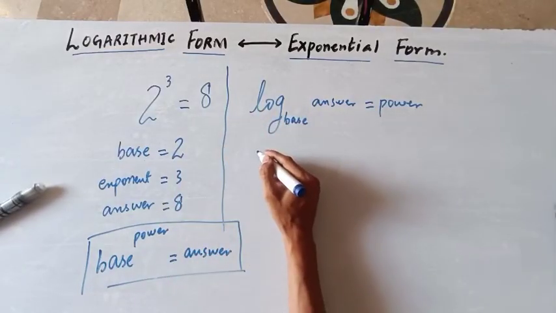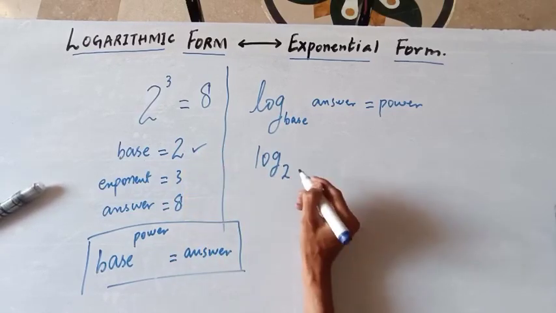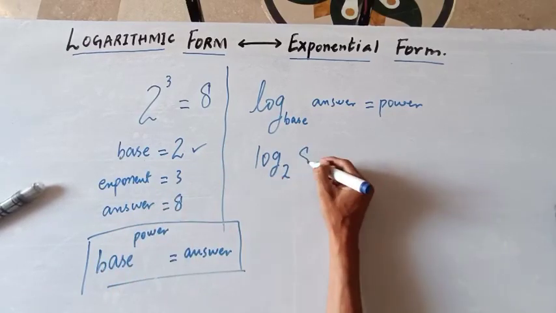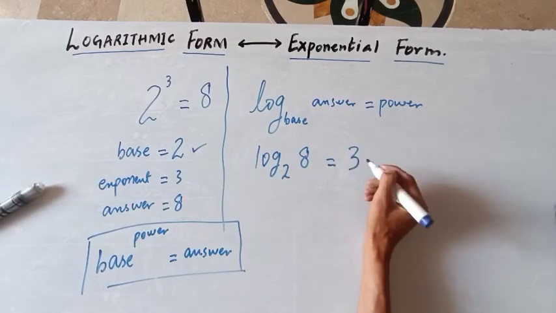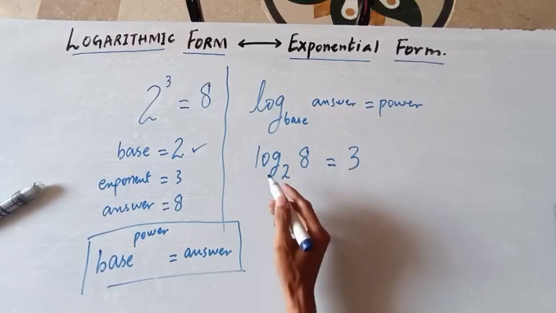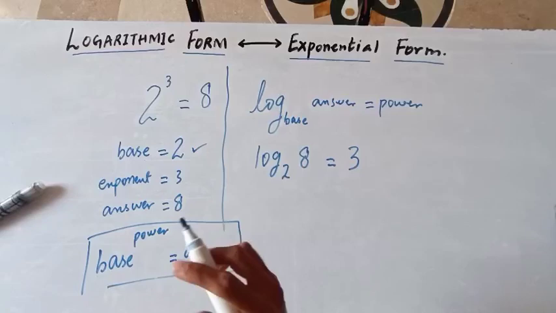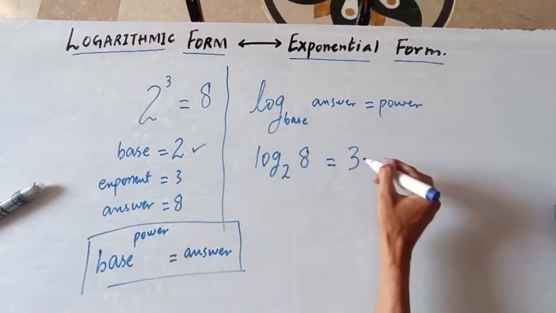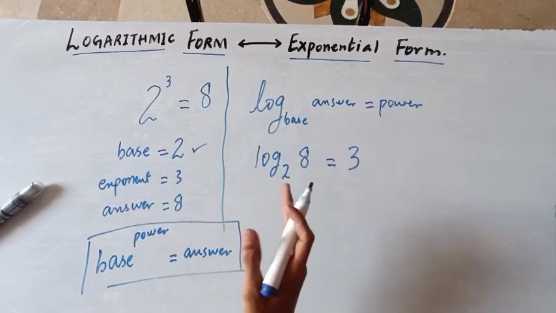So first of all I will write log. What is the base of it? 2. What is the answer of it? 8. What is the power of it? 3. So it shows us that to get 8, by which power of 2, the answer will be 3. That's how we write our logarithmic form from the exponential form.